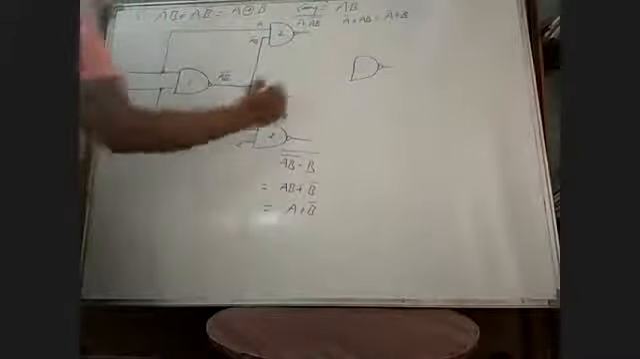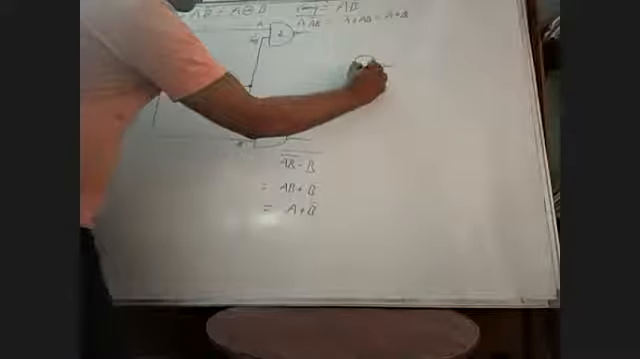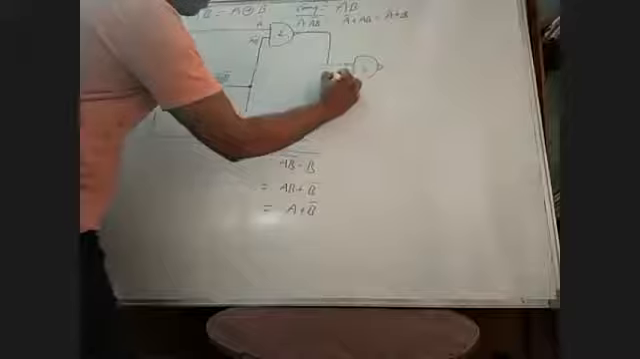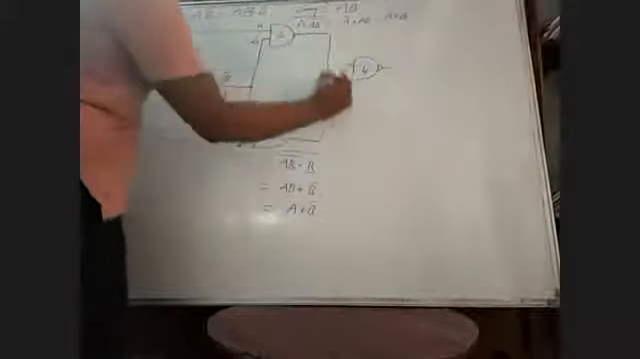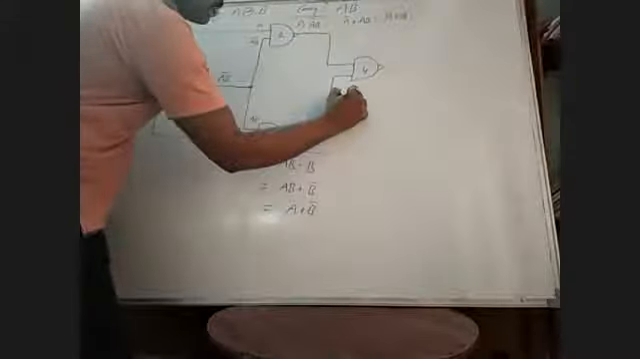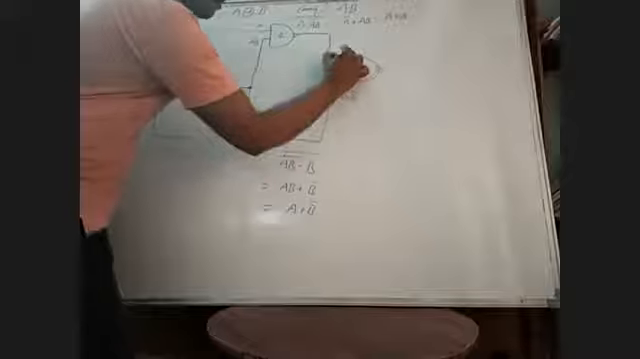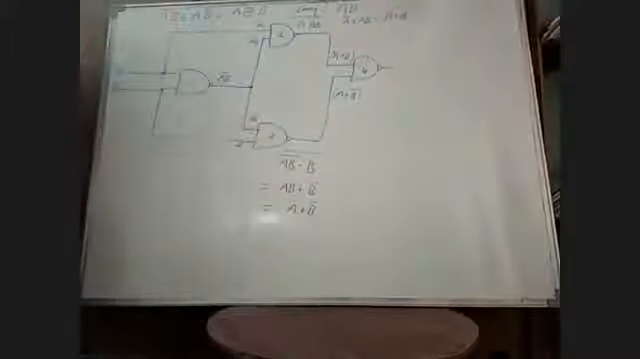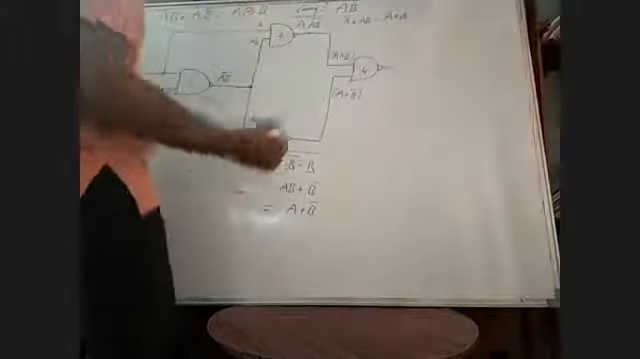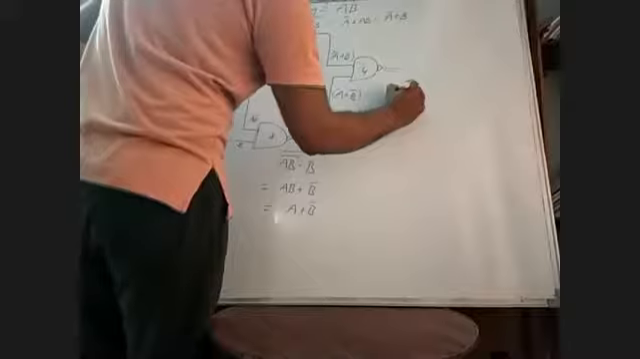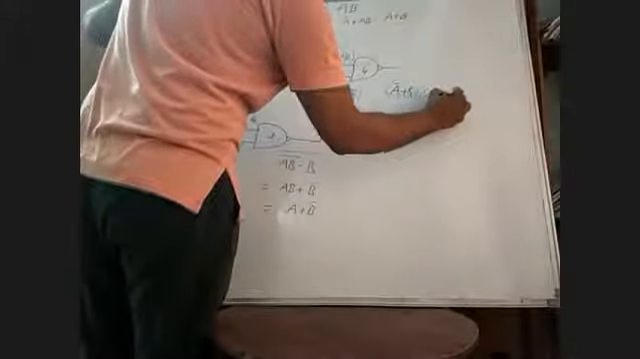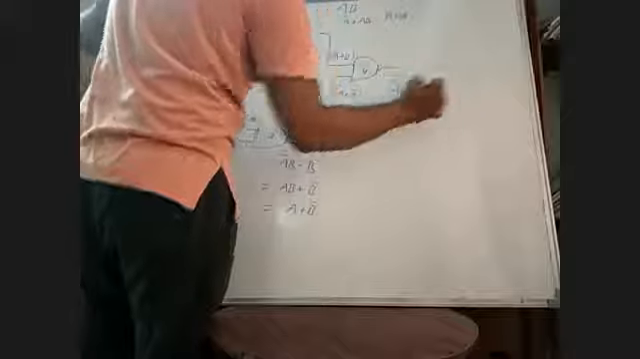Now, these outputs are connected to NAND gate 4. What is the output here? This output equals A plus B bar, and this output equals A bar plus B. The outputs of NAND gate 2 and NAND gate 3 are connected to NAND gate 4. Now we will see what that output is. The output will be equal to (A bar B plus A plus B bar) whole bar.